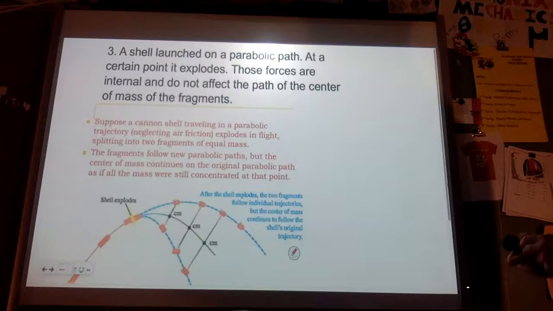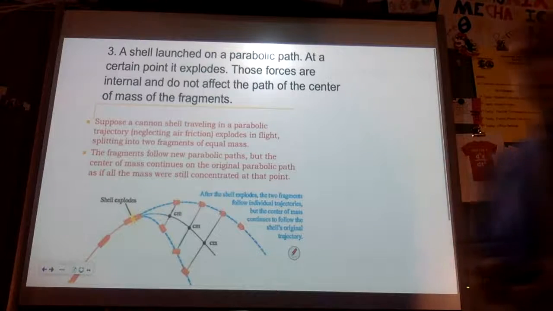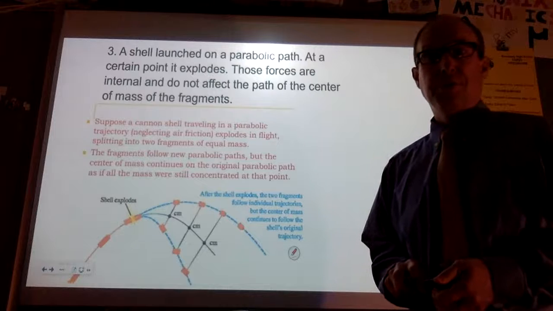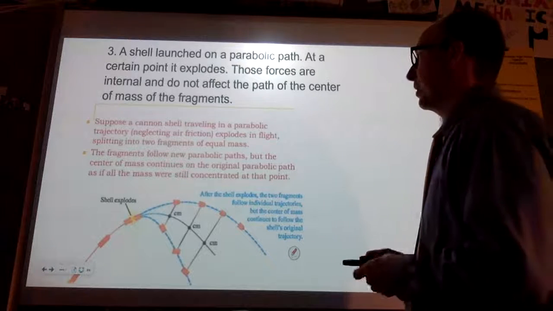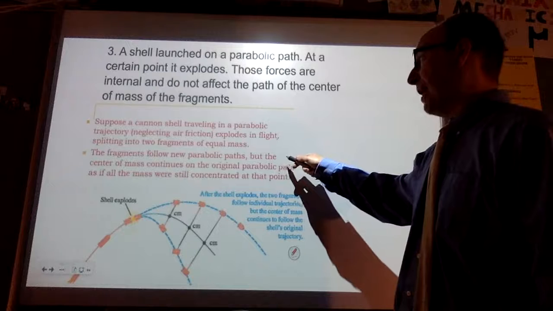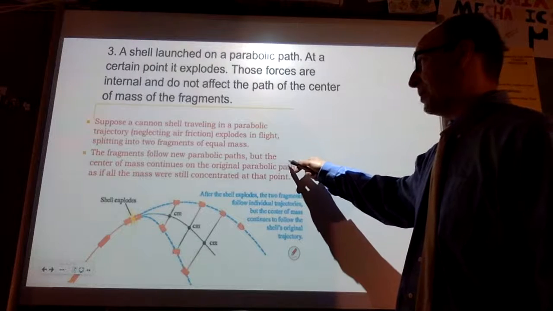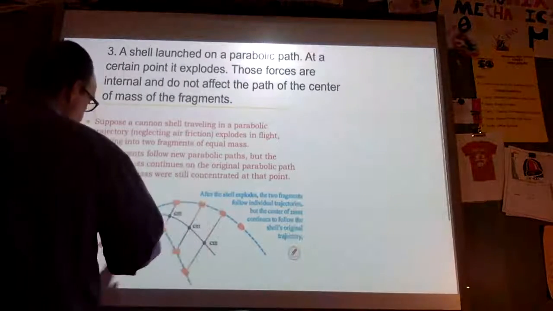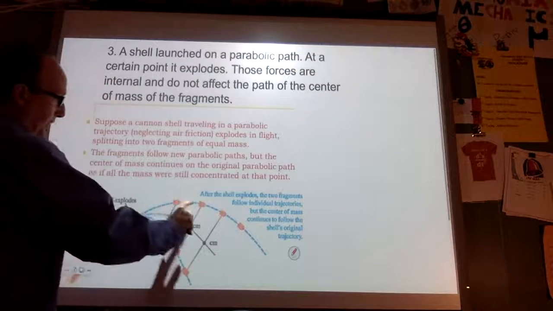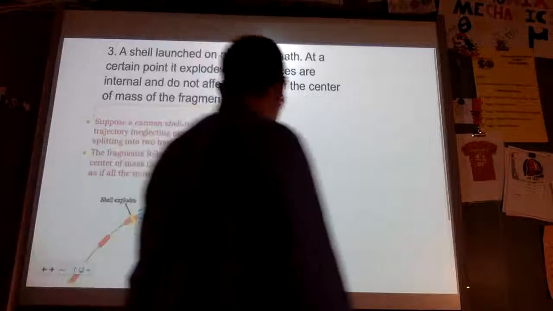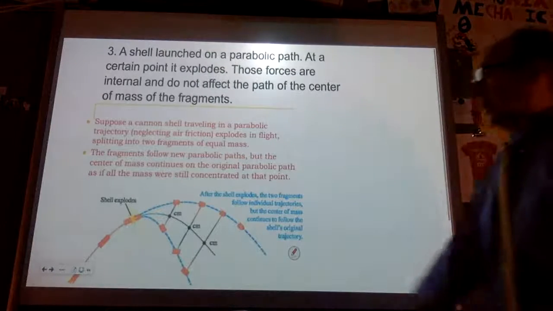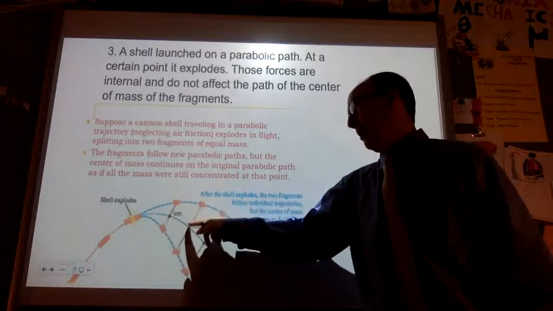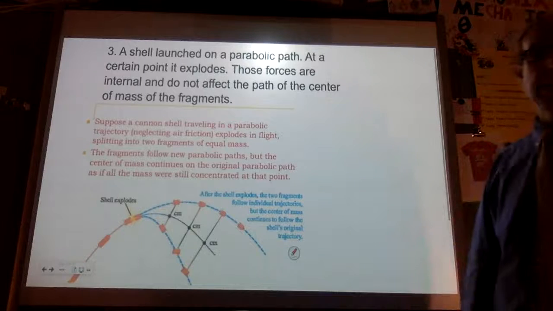Shell launched on a parabolic path. At a certain point, it explodes. Those forces are internal and do not affect the path of the center of mass. So you need to have an external force to affect this. So the fragments follow a new parabolic path, but the center of mass continues on the original parabolic path. So whatever this was, it's going to continue on it. We can see that they are at every point. If I calculated the center of mass, I would get this parabolic path.